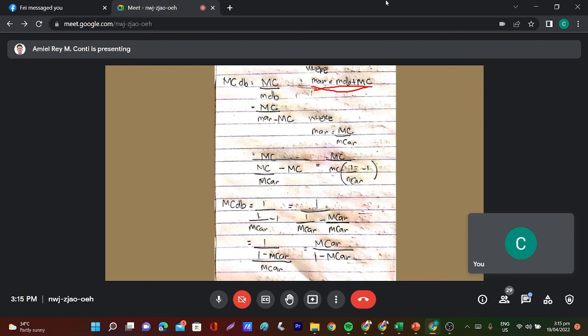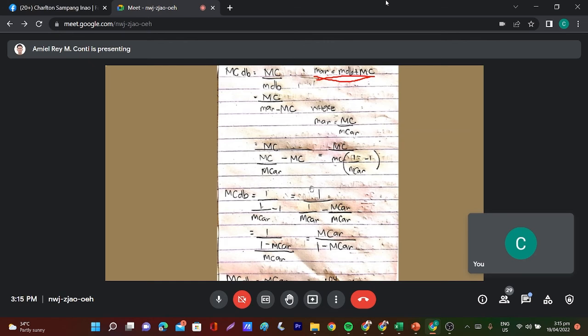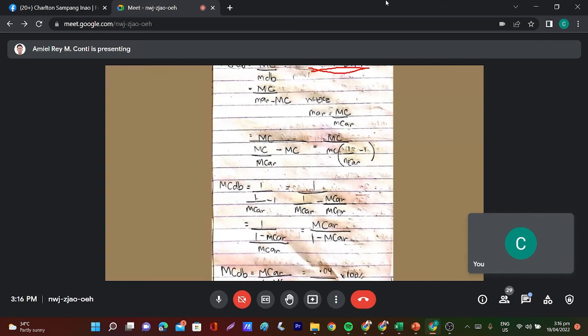Then we factor out what is similar in all of them, the MC, the moisture content, so that they cancel and it becomes 1. After that, the moisture content dry basis is equal to 1 minus 1 over moisture content as received minus 1. The moisture content we factored out earlier became just 1. Then it is equal to 1 over moisture content as received minus moisture content as received over moisture content as received. No rule was violated, since moisture content as received over moisture content as received is equal to 1, because the numerator and denominator are equal.